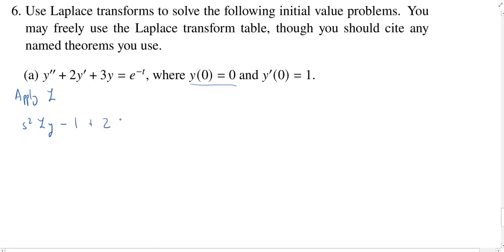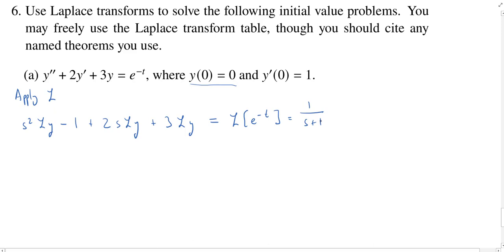Plus 2 times, now y prime, when we take that Laplace transform, we're going to get s Ly minus y of 0, which is again 0. So we just get the 1 term. And then we have plus 3 Ly. On the right-hand side, we need the Laplace transform of e to the negative t. Okay, we look that up in our table, and we see that's going to be 1 over s plus 1.